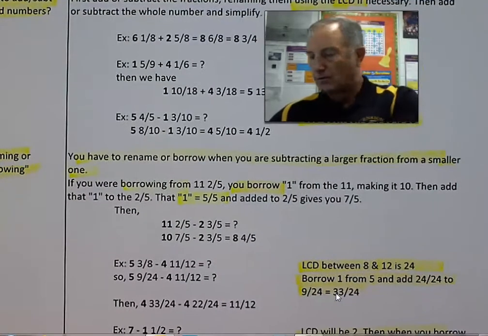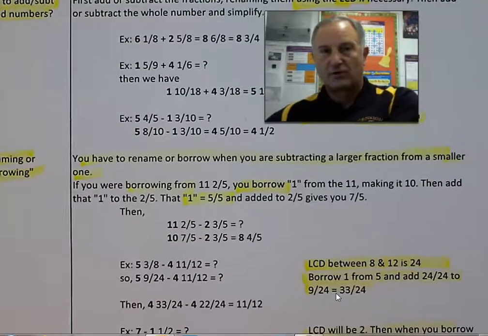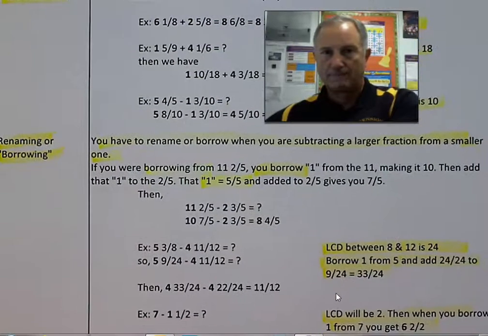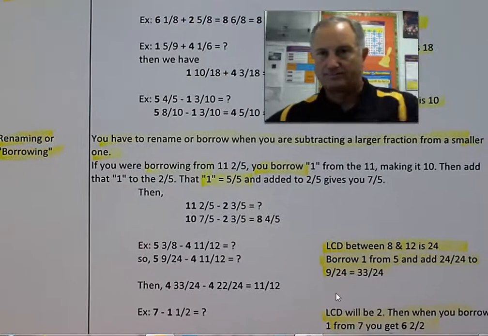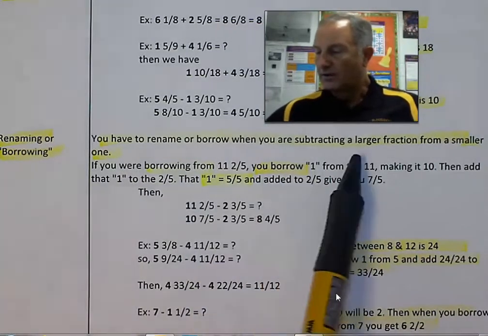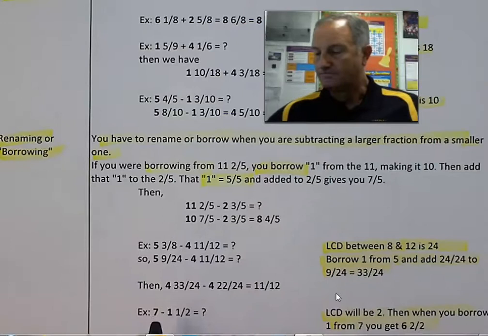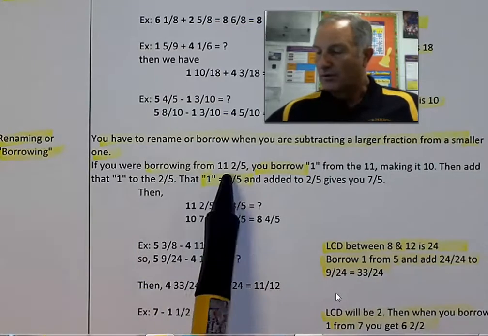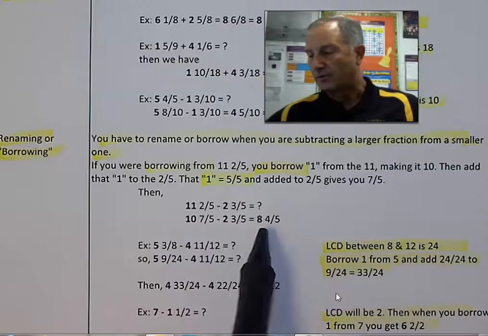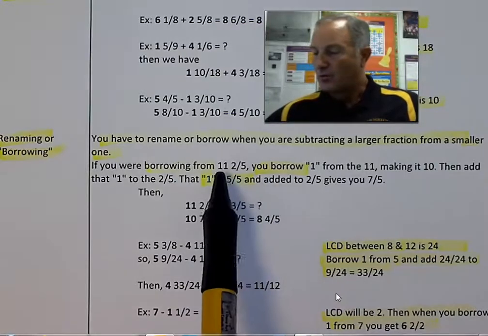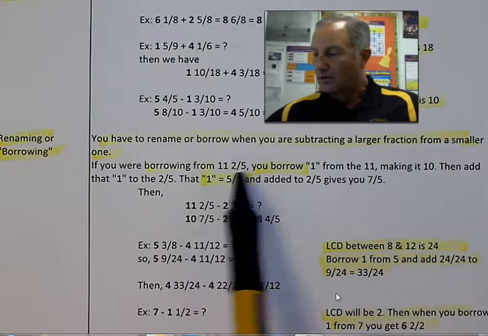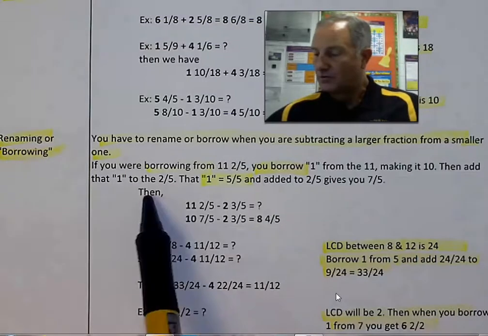But here, now we have to rename or borrow. You have to rename or borrow when you are subtracting a larger fraction from a smaller one. If you are borrowing from 11 and 2/5, just looking at the borrowing part here, when you borrow 1 from that 11, making it 10, you're adding 1 to the 2/5.